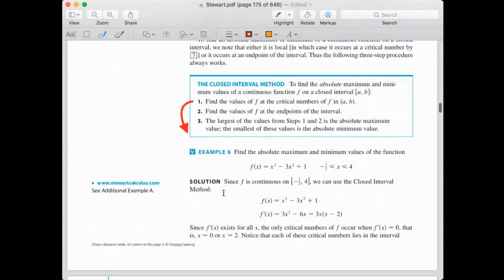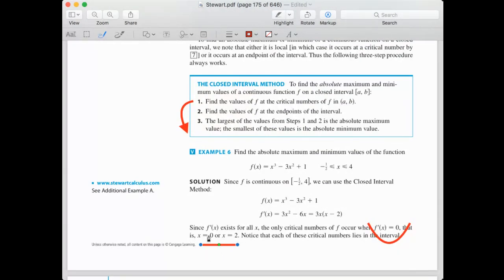Let's see example 6. So f is a degree 3 polynomial, and the domain is restricted to -½ and 4. So we differentiate this function. The derivative is 3x squared minus 6x, right? Then we want to solve for critical numbers, so we set it to be 0. We have 2 factors, so we solve and get x equals 0, x equals 2. So we have 2 critical numbers for this.